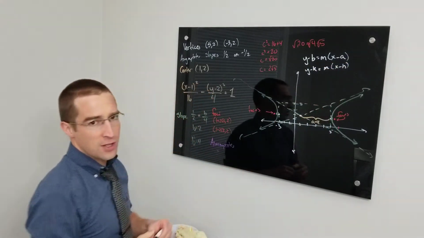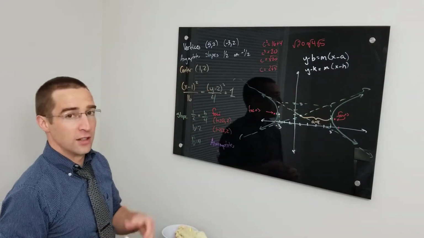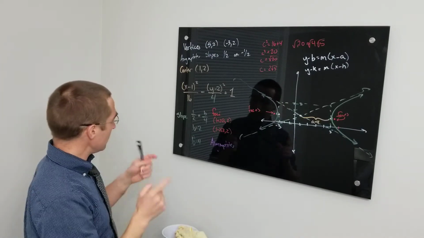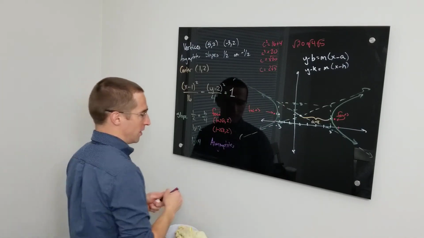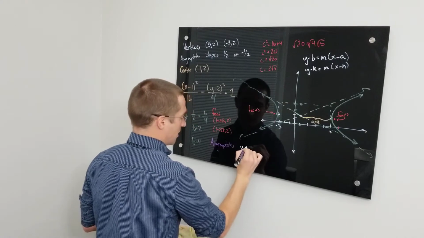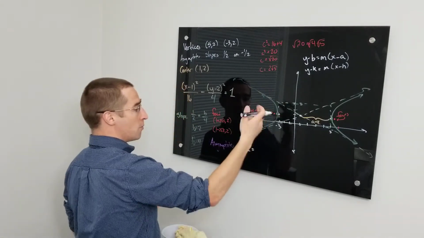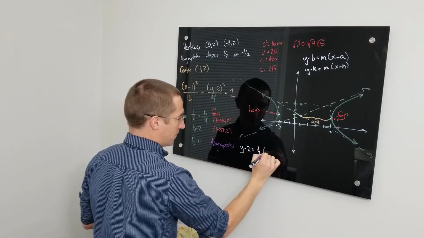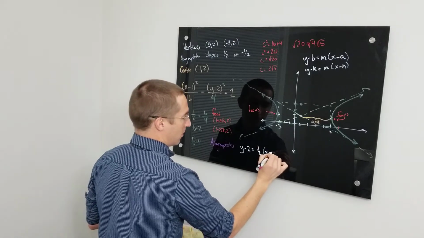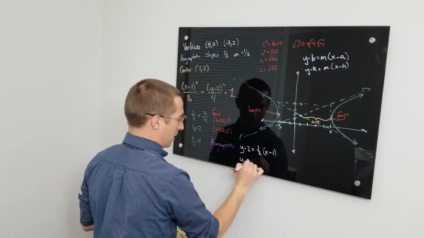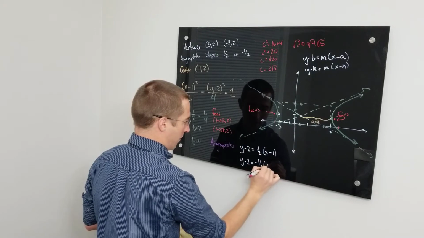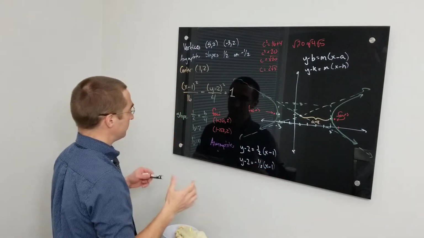Just using point slope form, where the point that they go through is the center of the hyperbola. So one of the asymptotes is going to be y minus 2 equals slope is 1/2 times x minus 1. The other one is y minus 2 equals negative 1/2 times x minus 1. There we go.